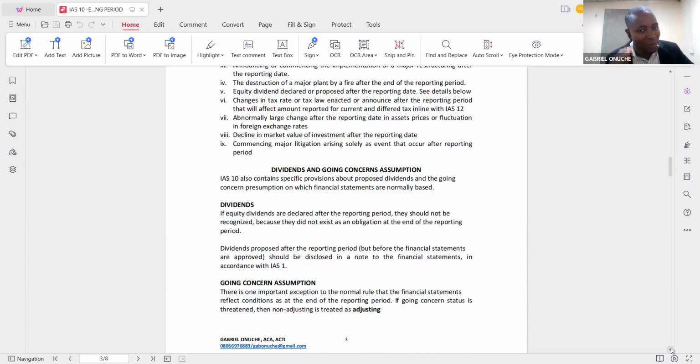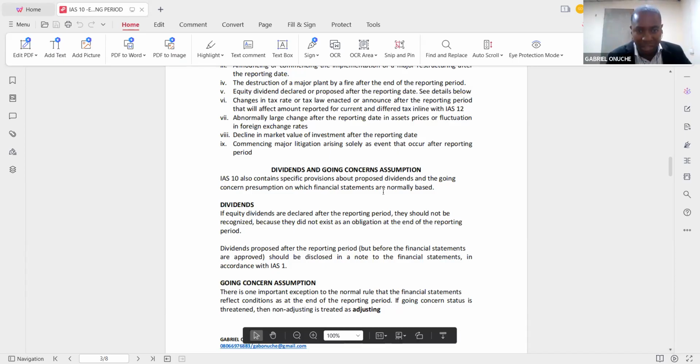Then look at this issue of commencing major litigation. This one means you are starting a new court case after the reporting period, not the other example we saw in adjusting events where the court case is already existing. But this one is like starting a new court case against the company, or you are starting one against another company. Then there is need for disclosure. Major litigation, when it is started or arises after the reporting period. So these are the various examples of non-adjusting and adjusting events.